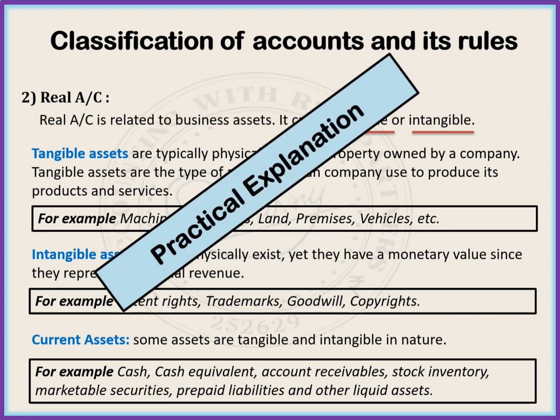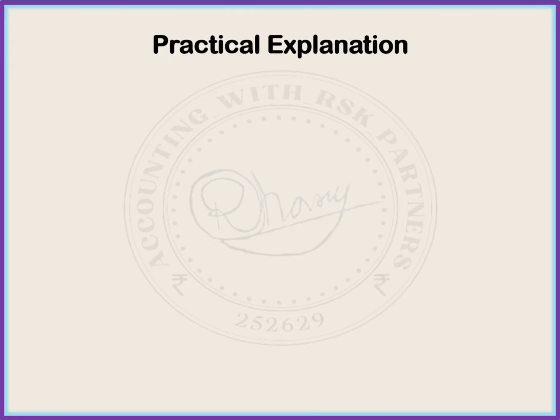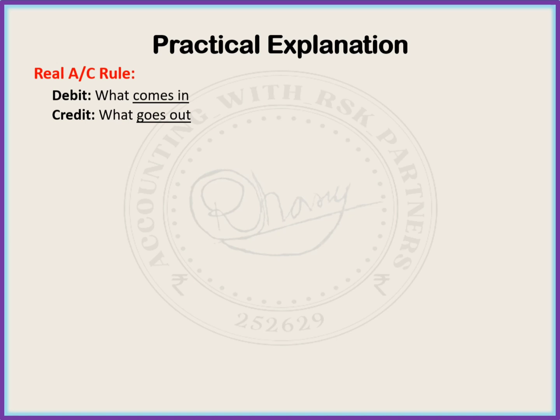Let's go to practical explanation for real account. Real account rule is debit what comes in, credit what goes out. Here we are discussing real account. This real account is related to assets. The asset which is coming into the company will be debited, and the asset which goes out from the company is credited.